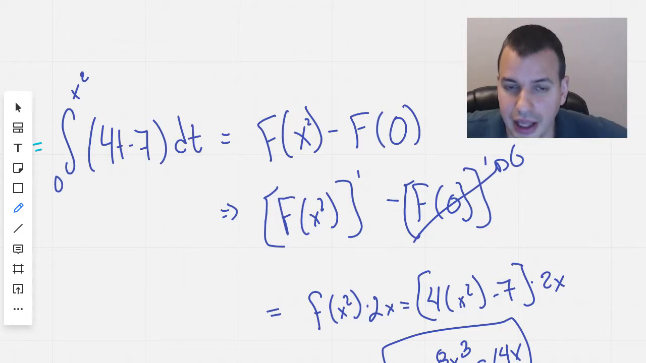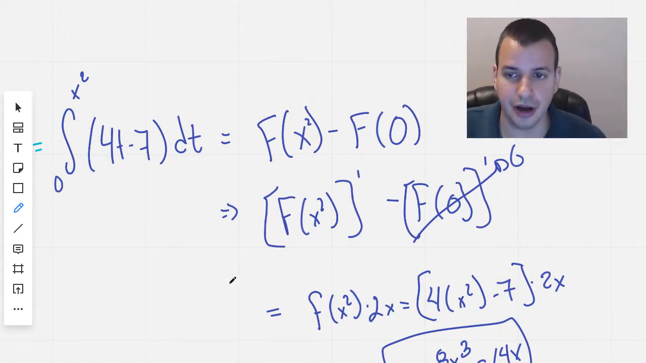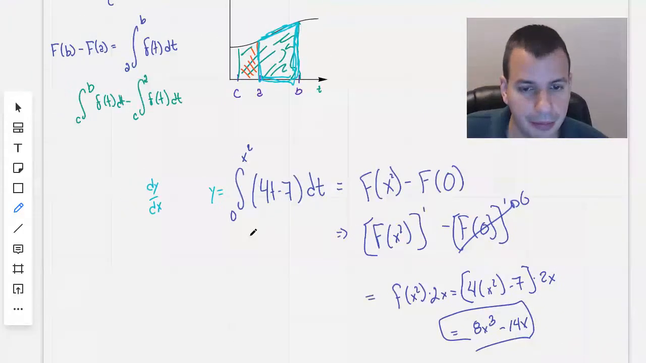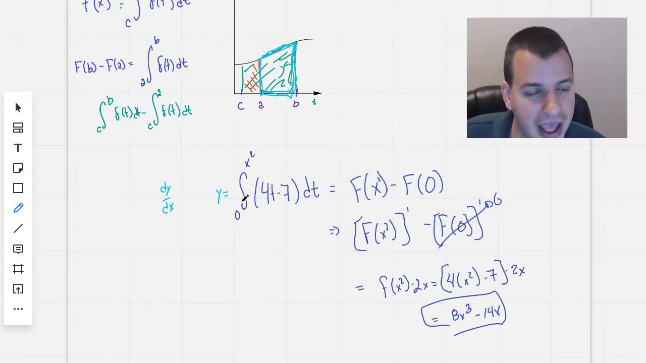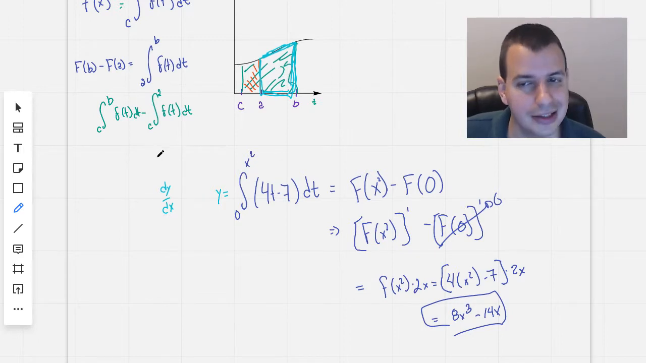And that's how we do this fundamental theorem of calculus question. Not too hard, but if you're not used to seeing it, then it can kind of catch you off guard. So it's worth doing a handful of those and being like, okay, I see where this is going.